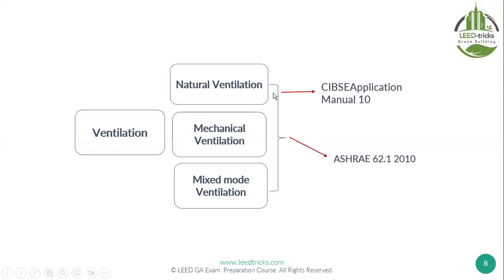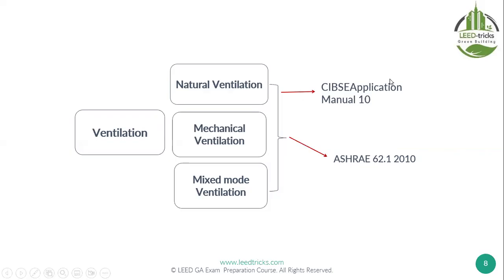So under standard, as we can see, there is natural ventilation, or mechanical, or mixed. These are the types of ventilation in our building. Natural, or mechanical, or mixed ventilation. For natural ventilation, or for all of them, we will use ASHRAE 62.1, 2010. Again, in the latest LEED versions, we also use 2016, no issue. But the most important is the section number, ASHRAE 62.1. Okay.